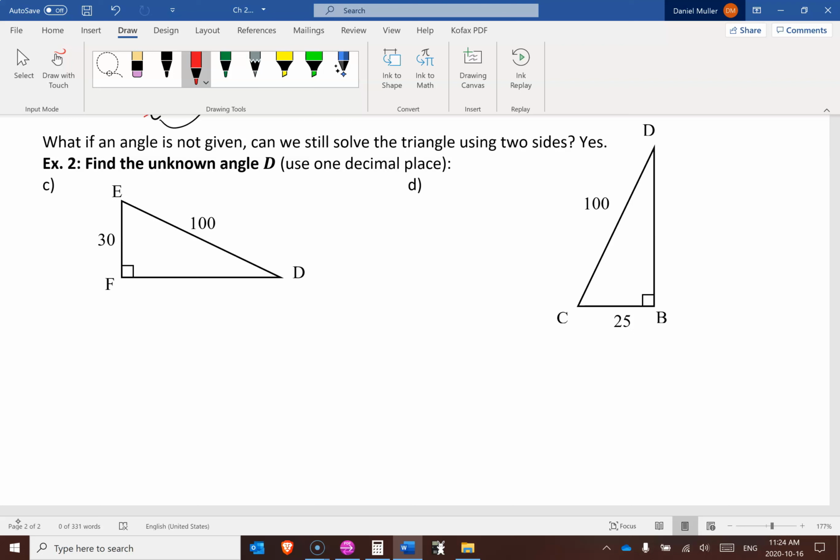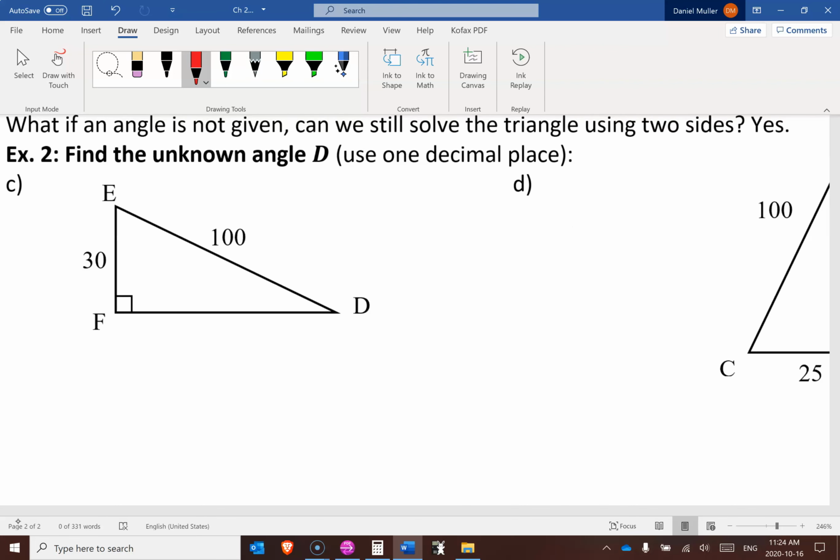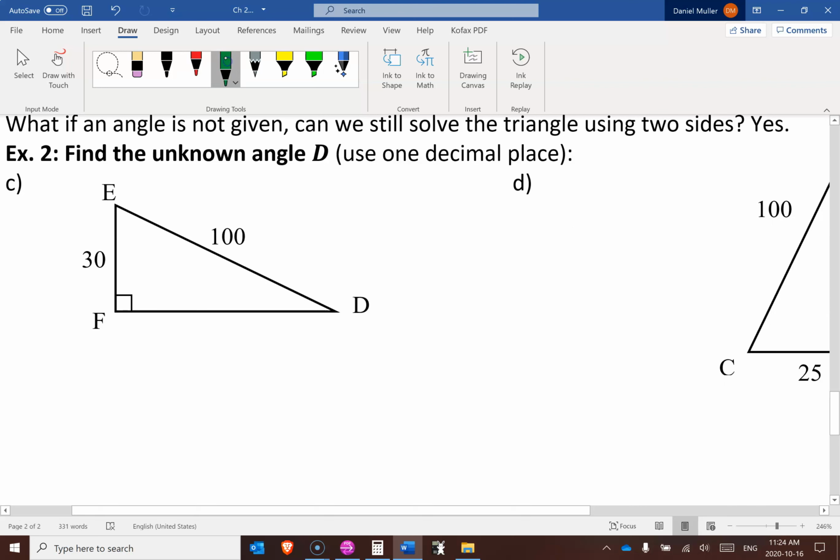So if I'm asking you to find an angle, well, then I'm going to need to give you two other pieces of information, and those would have to be the sides. So let's take a look at this one. Find the unknown angle D. So D is our perspective. That's awesome. They've given us the perspective of D.